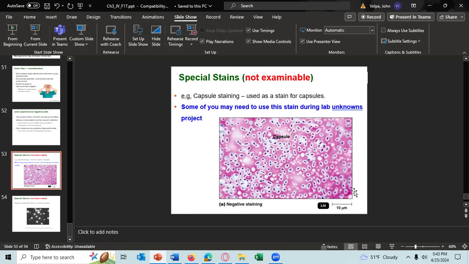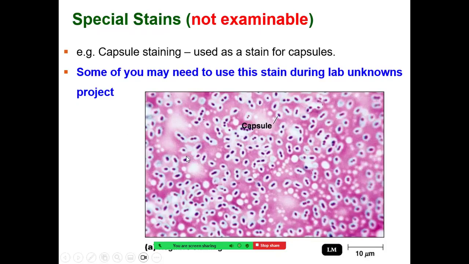A capsule is a secretion of the cell that surrounds the cell. And when you apply the capsule stain, you will note that the capsule does not stain. So there's the bacteria, very dark color, very dark purple, and the background of the cell stains a lighter purple, and then the capsule is this halo, an unstaining region around the cell.